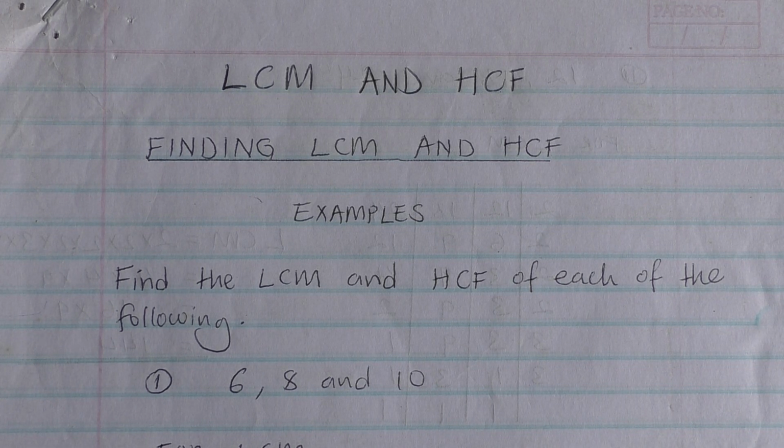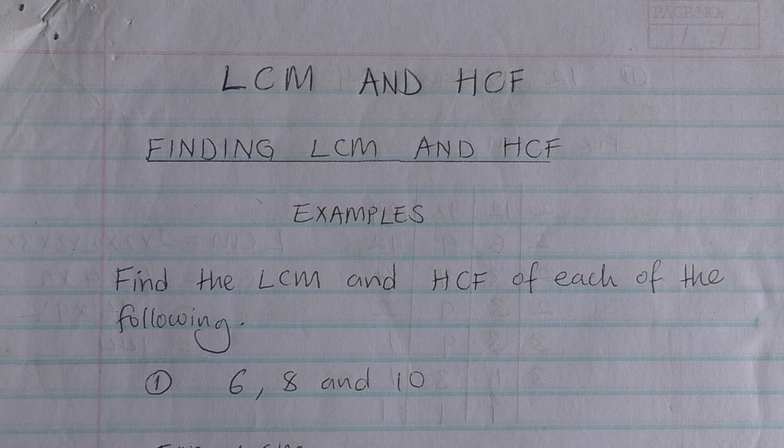We shall be looking at how we find LCM and HCF. But before looking at how we find the two, what does LCM mean and what does HCF mean? LCM means lowest common multiple. A multiple is the result you get when you multiply a particular number with other natural numbers.